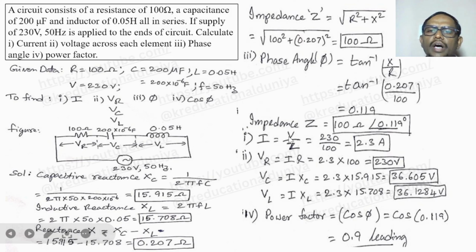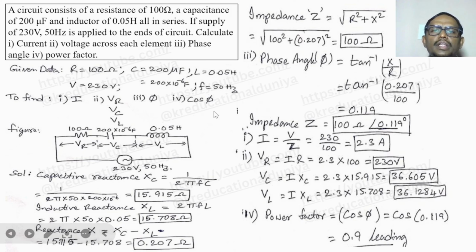Next, current I equal to V by Z, 230 by 100, that is 2.3 amps. Next, voltage across resistance equal to I into R, 2.3 into 100, 230 volts. Voltage across capacitance equal to I into XC, 2.3 into 15.915, 36.605 volts. Voltage across inductance I into XL, just like Ohm's law, right? 2.3 into 15.708, that is 36.1284 volts. Now voltage across each element we have found.